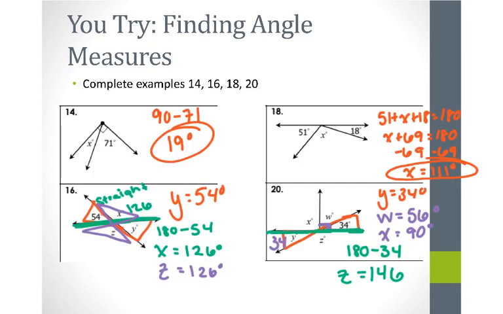Alright guys, there you have it. Number 20 is a little challenging, but just pay attention. I did it in different colors for you guys. So Y and the 34 are vertical. So that's why Y is also 34 degrees. 34 and W make a right angle, so subtracting those, you get 56. X automatically is a 90. YZ here, they form a straight line. Well, you know Y is 34, so subtracting 180 and 34 gives you 46.